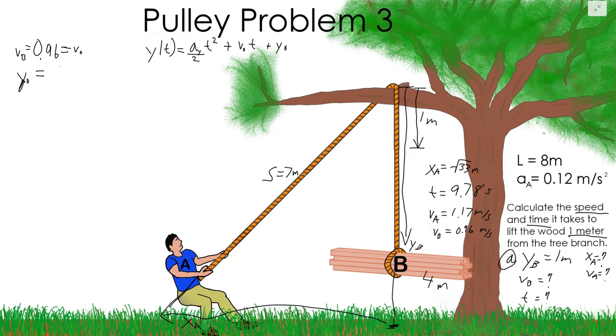The Y naught is going to equal 3. So if this whole distance is 4, and it's 1 meter from the top, it's going to start off at 3. Now if we make our equation, because a is just going to equal negative g, 9.81 meters per second squared.